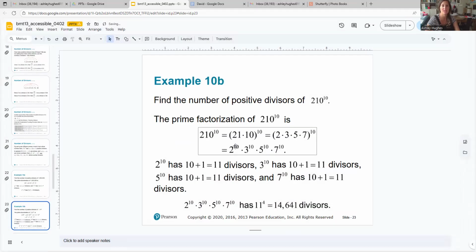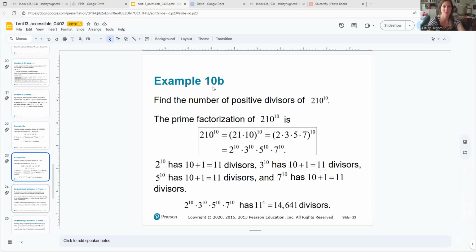So here again, 210 is 21 times 10. 21 is 7 times 3. 10 is 2 times 5. So these are all prime numbers. And then I got my 1s, my 1s, my 1s, my 1s. Remember, you're supposed to add 1 to each of those. So that means we're going to have 4 2s, or 2 to the 4th. So this gives us the number of divisors, which would be really almost impossible to find out by hand. So it's helpful to know this theorem.